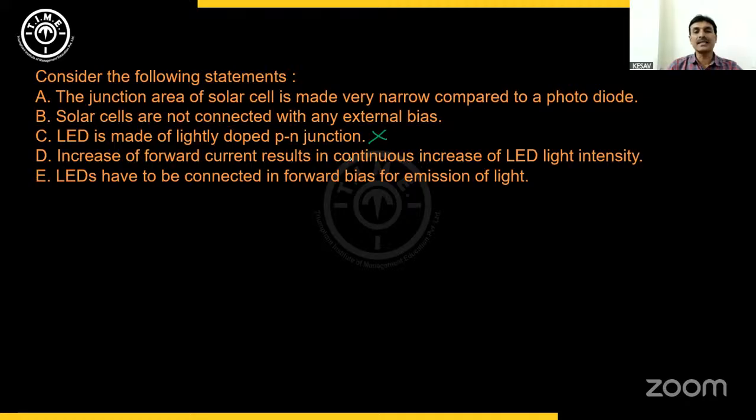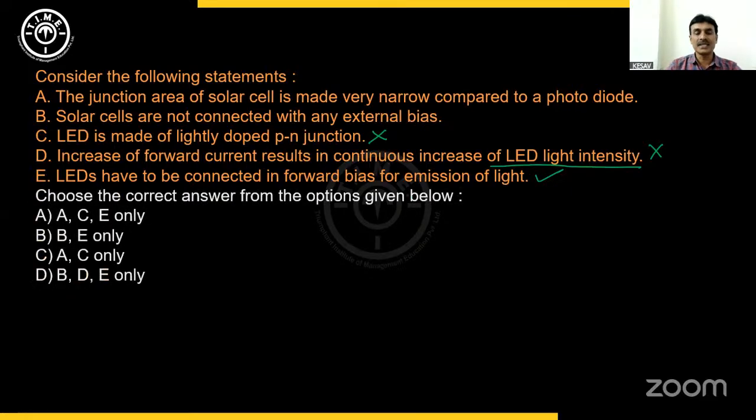D: Increase of forward current results in continuous increase in LED light intensity. No, LED light intensity won't increase continuously with increase in forward current. So D is not correct. E: LEDs have to be connected in forward bias for emission of light. Is it true or false? Zener diodes and photodiodes are operated in reverse bias, but LEDs are operated in forward bias. Correct. Now let us see the options given. Based on that, we can make out the correct option.